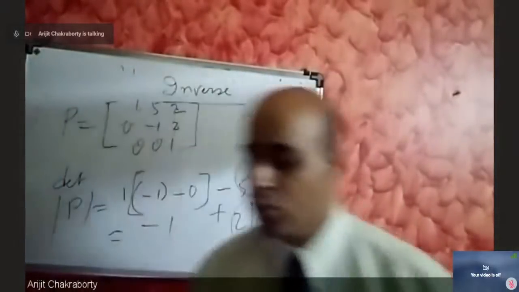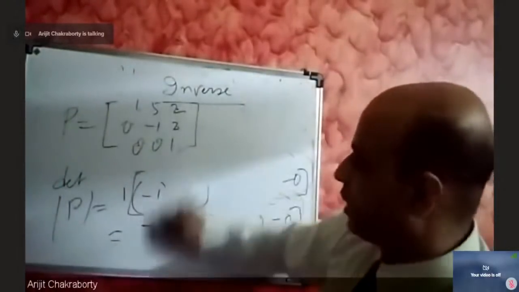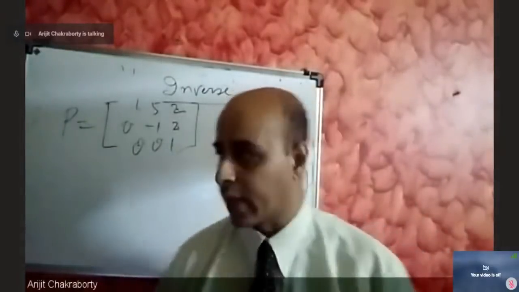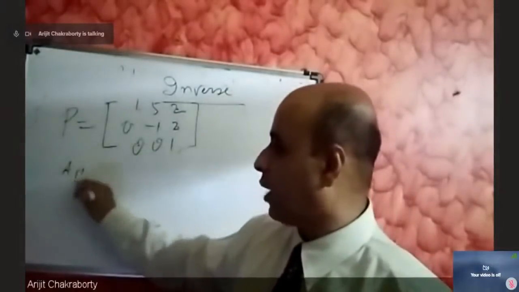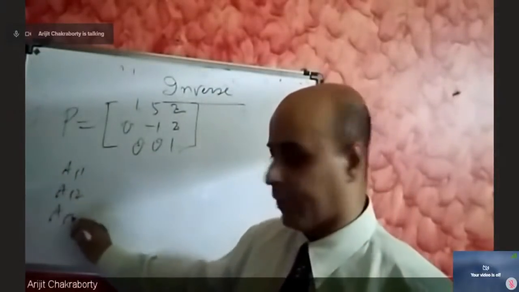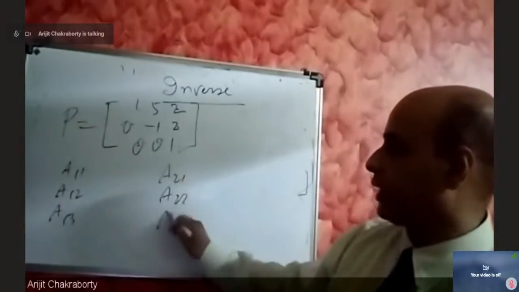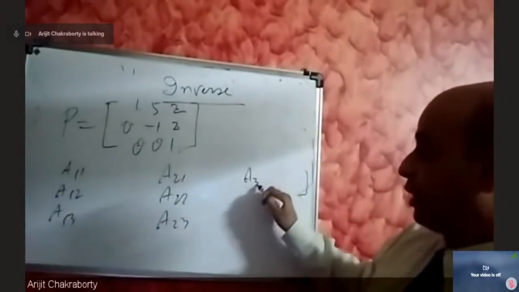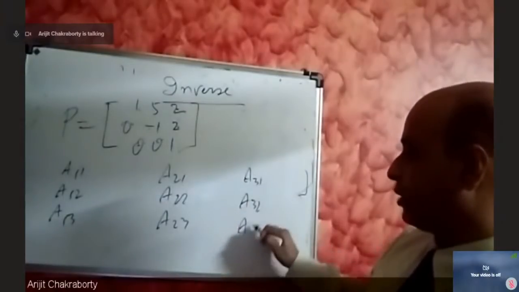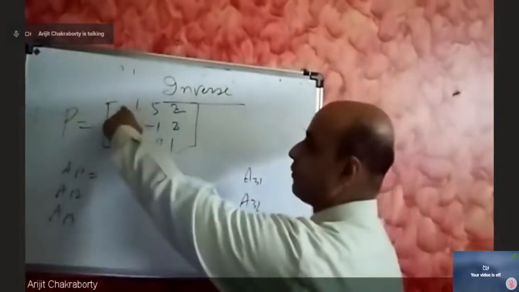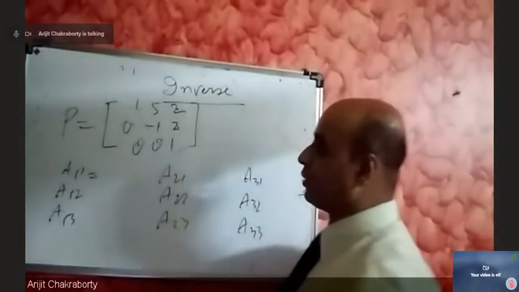Now in this way, as I described, if you find the cofactor of this matrix, starting from A11, A12, A13, A21, A22, A23, A31, A32, A33, you will get A11. The determinant will be what?